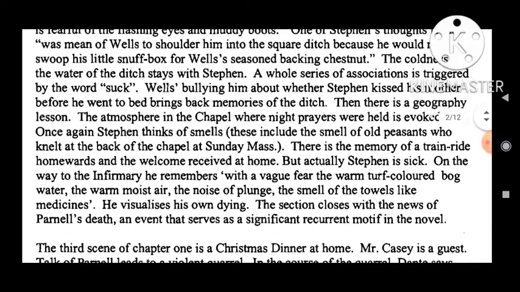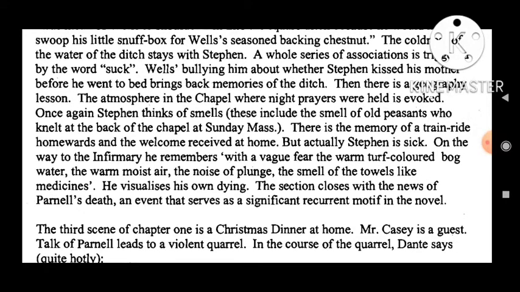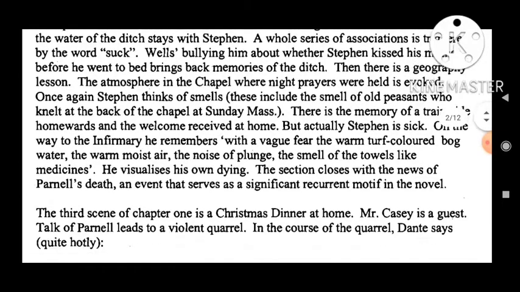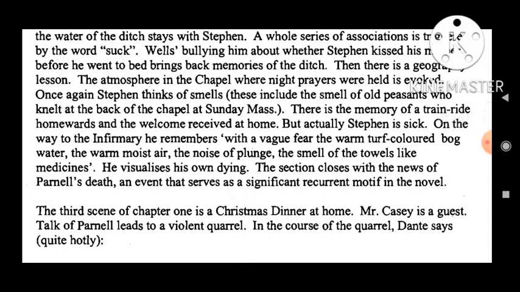The coldness of the water of the ditch stays with Stephen. A whole series of associations is triggered by the word "suck." Wells bullying him about whether Stephen kissed his mother before he went to bed brings back memories of the ditch. Then there is a geography lesson. The atmosphere in the chapel where night prayers were held is evoked.